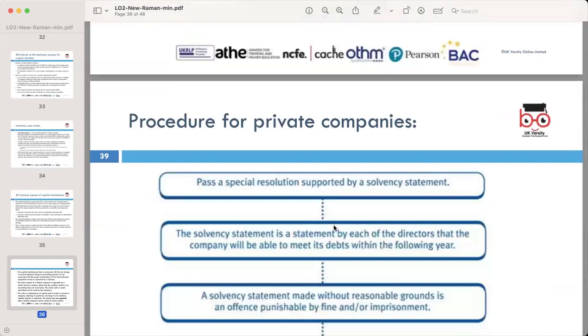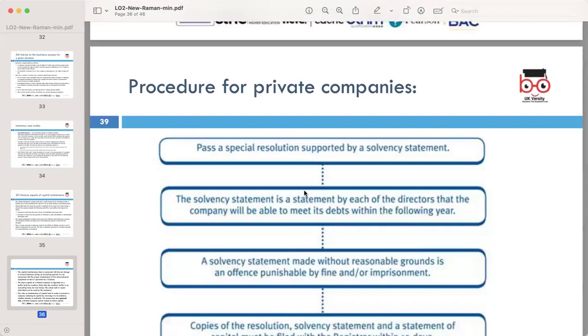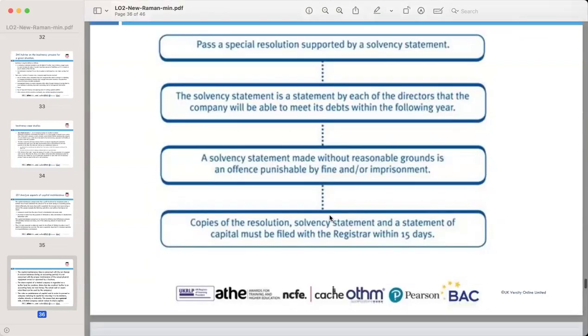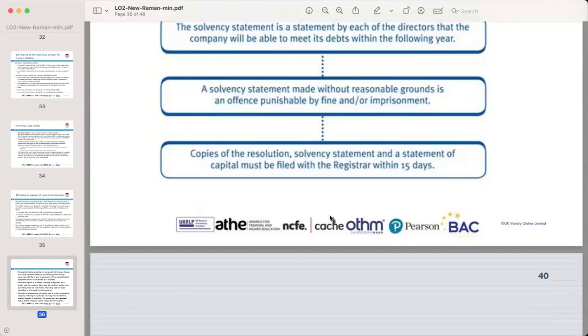The procedure for a private company is also distinct. The details of the procedure are: pass a special resolution, and make a solvency statement. A solvency statement is a statement by each of the directors that the company will be able to meet its debts within the following year. A solvency statement made without reasonable grounds is an offense punishable by fine and or imprisonment. Copies of the resolutions, statements, and a statement of capital must be filed with the registrar within 2 weeks, or 15 days.